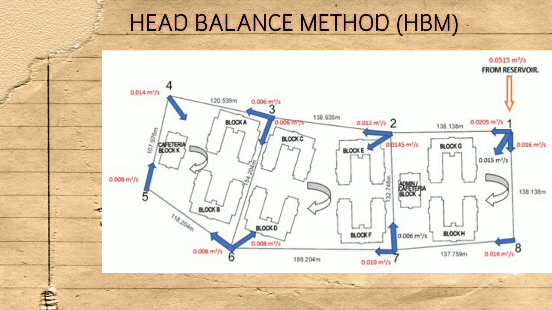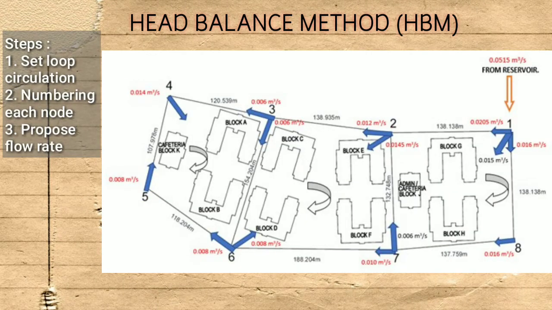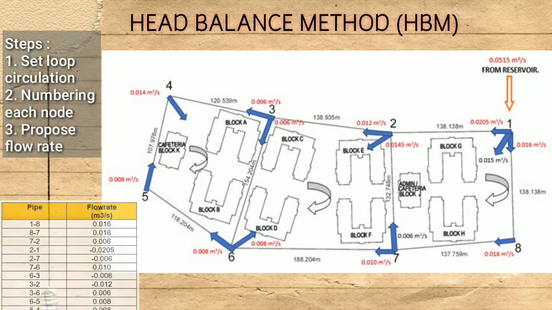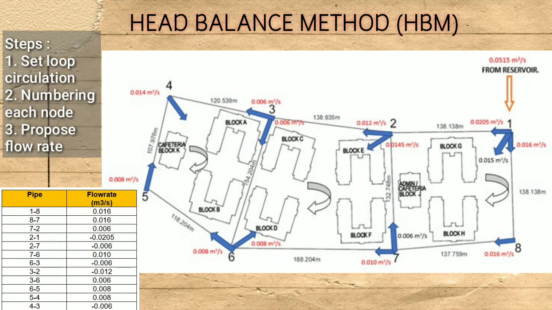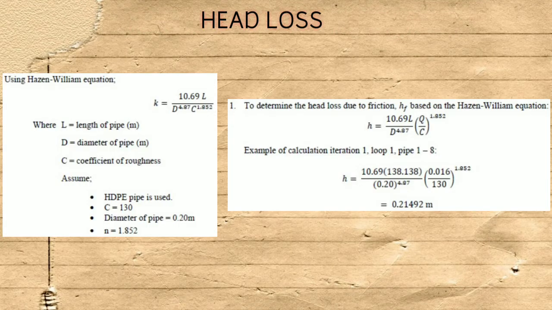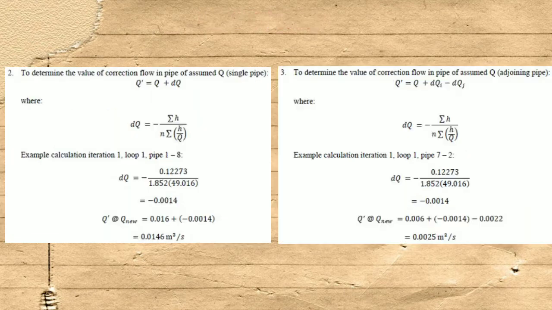Hardy Cross method, HBM. First, we set the circulation of every loop clockwise and then we number each node from 1 to 8. Then we propose flow rates as written in the table. The head loss in HBM is calculated by using the Hazen-Williams equation. The roughness coefficient depends on the type of pipe. In this project, we use HDPE, so the roughness coefficient is 130. Then we can find the value of head loss by using this formula.